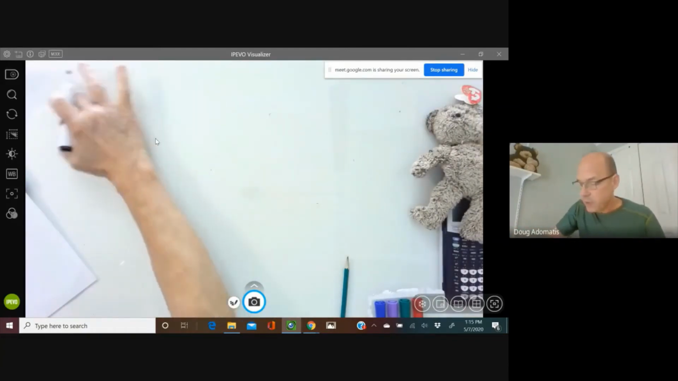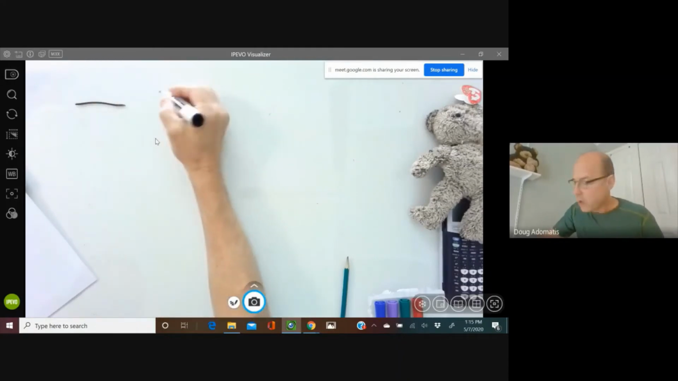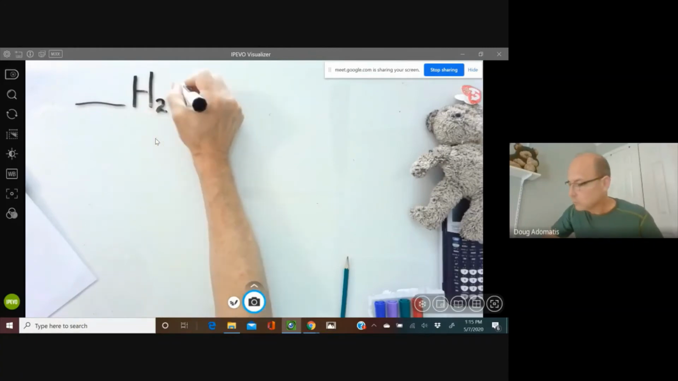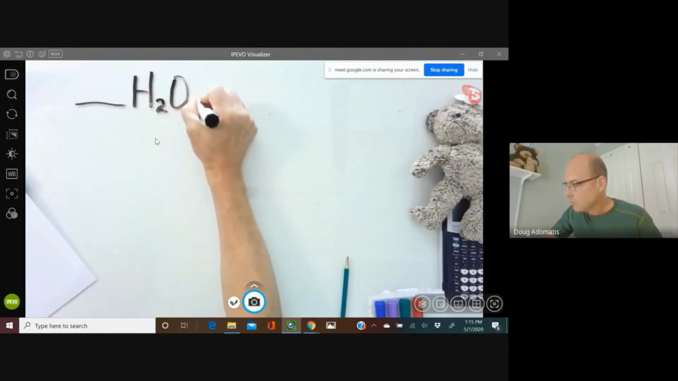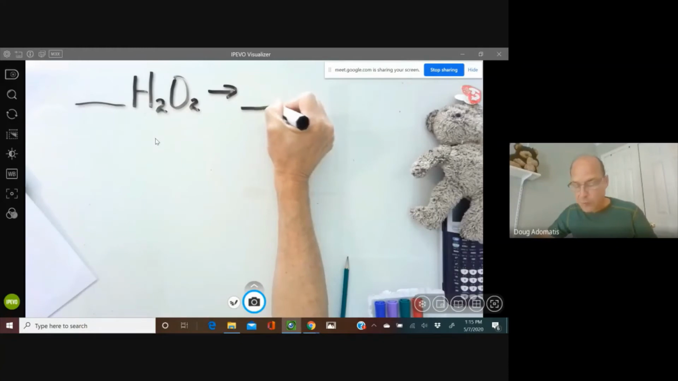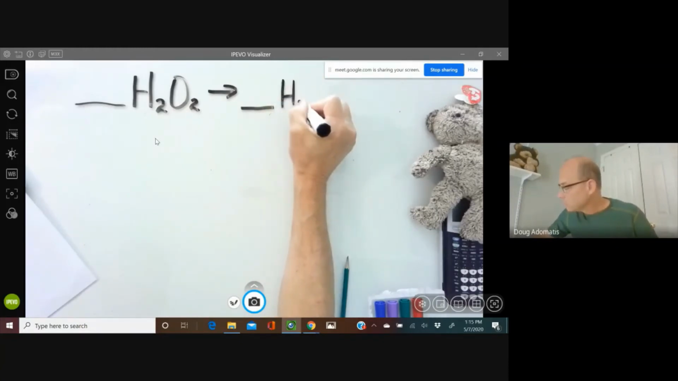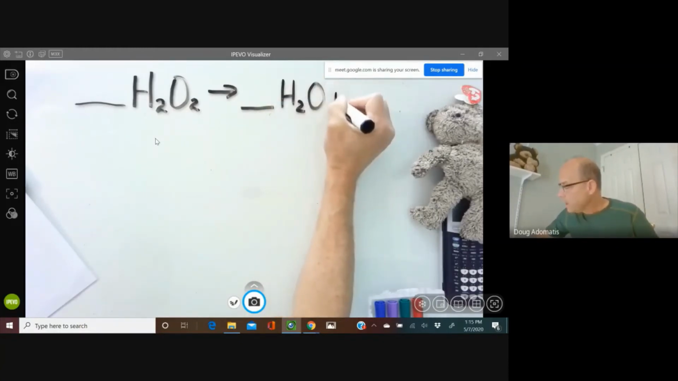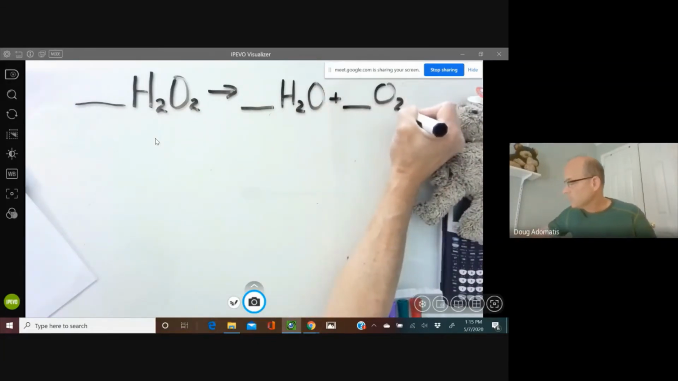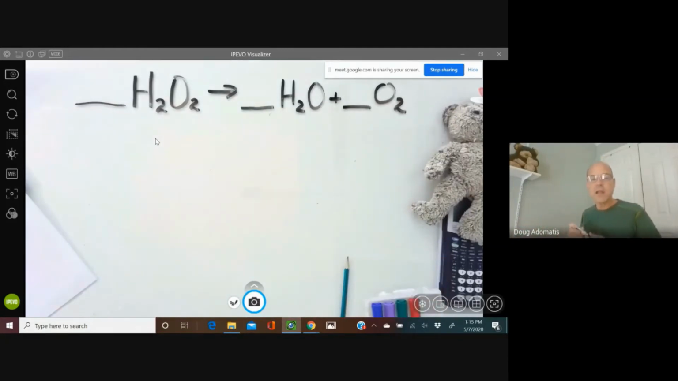So I'm going to leave a space for a coefficient, and I'm going to write the chemical formula for peroxide. Looks very similar to water, but it's not. Actually, peroxide will break down into water and oxygen if you expose it to sunlight. So here's my next equation. Is it in balance? Maybe I give you an equation and it's already in balance. Let's check and see.